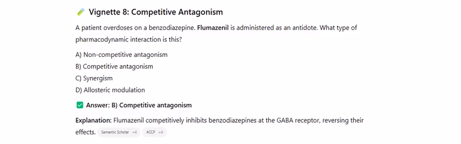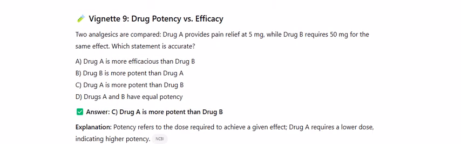Vignette 9. Drug potency versus efficacy. Two analgesics are compared. Drug A provides pain relief at 5 milligrams, while drug B requires 50 milligrams for the same effect. Which statement is accurate? A. Drug A is more efficacious than drug B. B. Drug B is more potent than drug A. C. Drug A is more potent than drug B. D. Drugs A and B have equal potency. Answer: C. Drug A is more potent than drug B. Explanation: potency refers to the dose required to achieve a given effect. Drug A requires a lower dose, indicating higher potency.